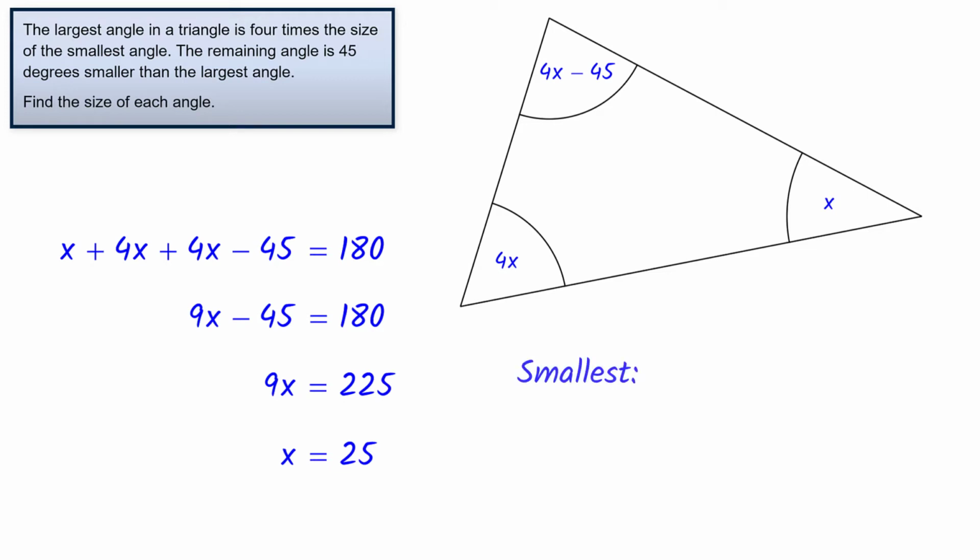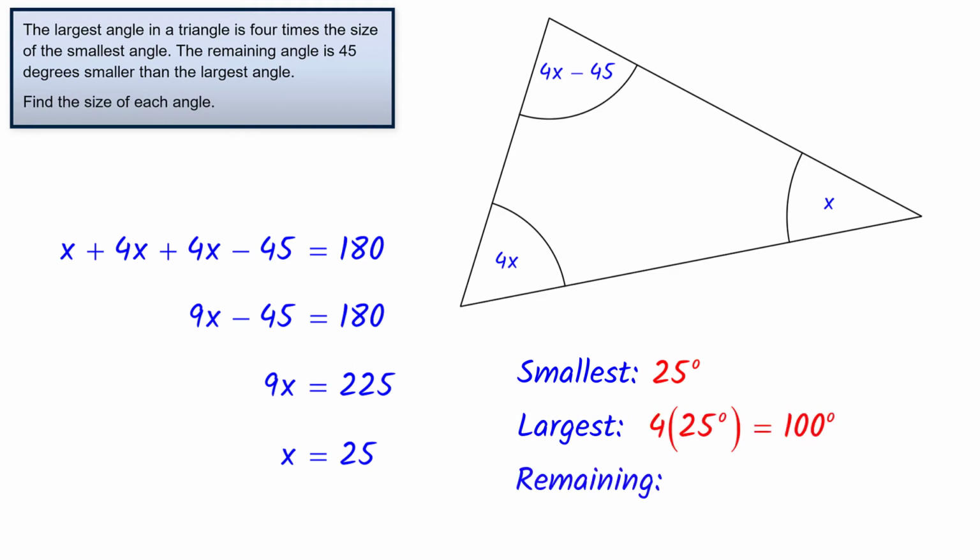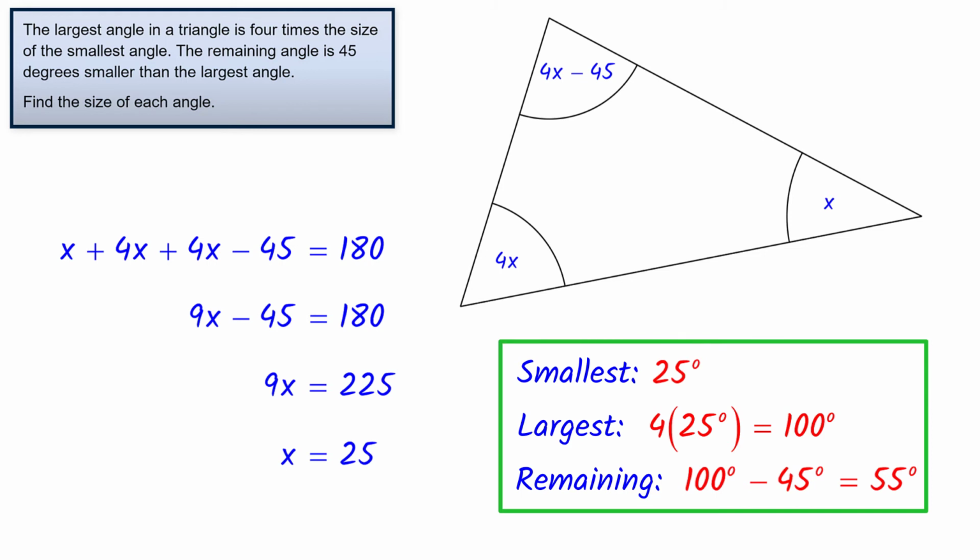So the smallest angle is 25 degrees. The largest angle is 4 times 25 degrees, which is 100 degrees. And the remaining angle is 45 degrees smaller than 100 degrees, which is 55 degrees. Okay, so that is how you form and solve equations.